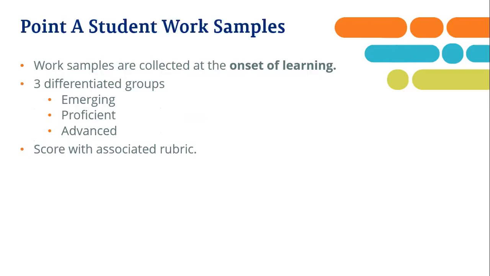After identifying the options and standards you would like to use for your portfolio collections, it is time to begin collecting student work samples. Point A work samples should be collected at the onset of the learning related to the standards being taught. Standards-aligned tasks should be designed to allow students to demonstrate mastery or growth towards mastery of the standard or standards. After collecting your Point A work samples, score them according to the related content-specific rubrics. Then you will sort work into 3 differentiated groups: emerging, proficient, and advanced.